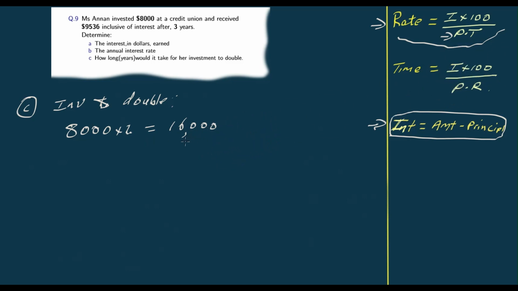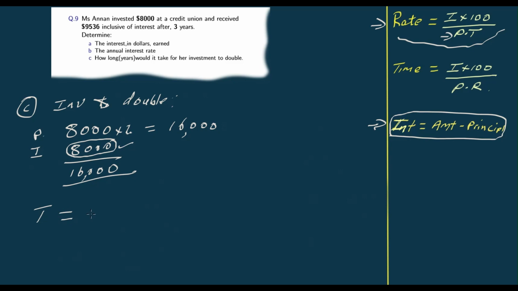Now, for the investment to double, it means to say that we must have an interest. So it will be the principal, and the interest must be 8,000 also. That will give us 16,000. So in order for our investment to double, we must earn an interest of 8,000. So therefore, what the question is asking us basically, how long it will take to earn an interest of 8,000. And when we earn the interest of 8,000, our investment will double. So basically, we have to find the time.